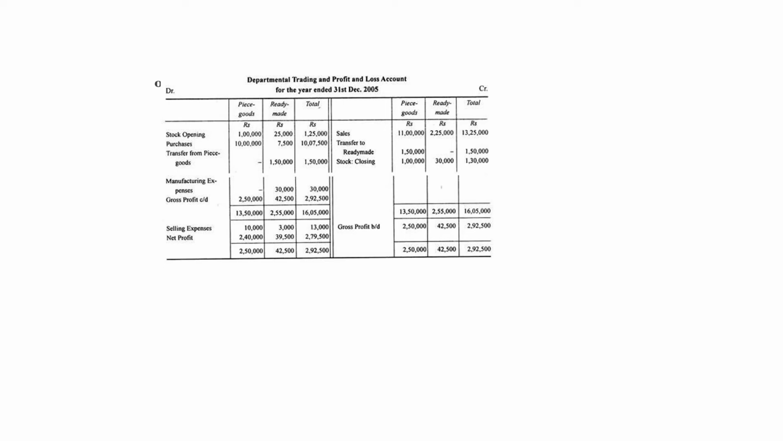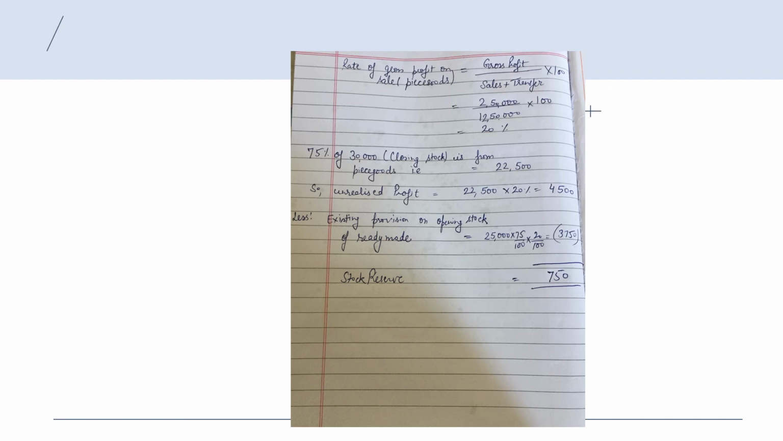Now calculate the gross profit or loss. The gross profit or loss you have computed here. Now that will be brought forward and then you will come to know about the net profit. So now you need to compute the unrealized profit. For that you need to calculate the gross profit rate earned by piece goods from the ready-made. So that is gross profit upon sales plus transfer into 100. Gross profit earned by piece goods is 2,50,000 and sales are 12,50,000. Total sales means sales plus transfer into 100, that is 20%.